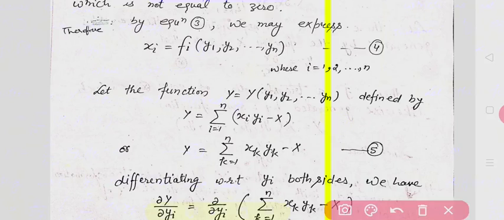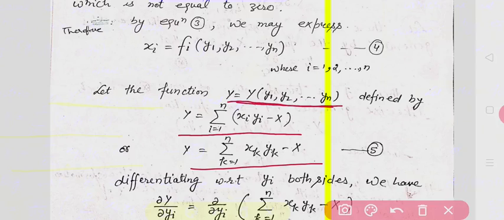Now what you have to do? You have to show that, suppose there is a function capital Y, which is a function of y1, y2, y3, ..., yn, defined by capital Y equal to summation xi yi minus capital X. There is no summation bracket here, it's not a problem if the bracket is there. Or you can write capital Y as the sum for k varying from 1 to n of xk yk minus capital X. You have to find the partial derivative of this capital Y with respect to yi.